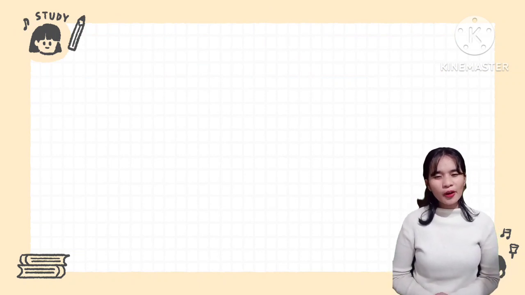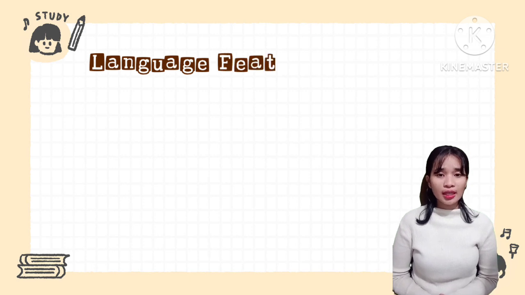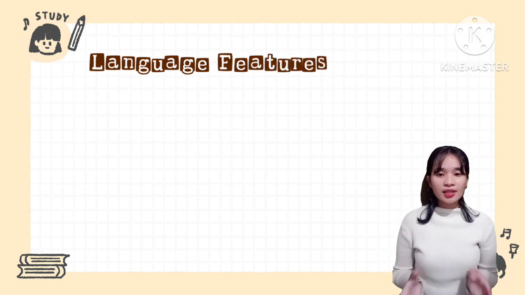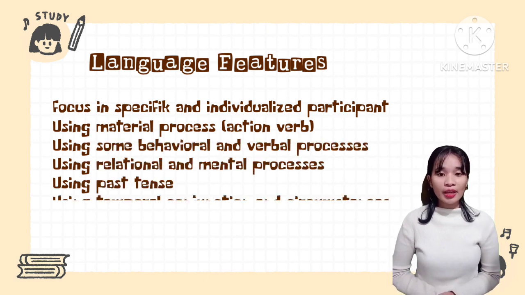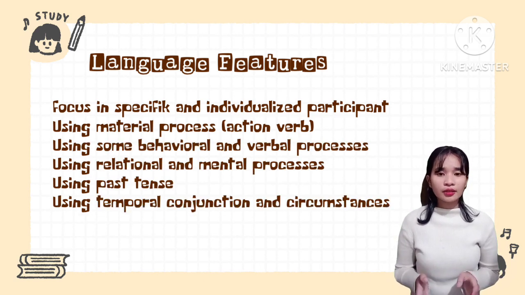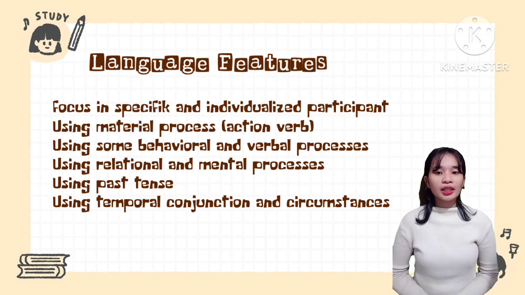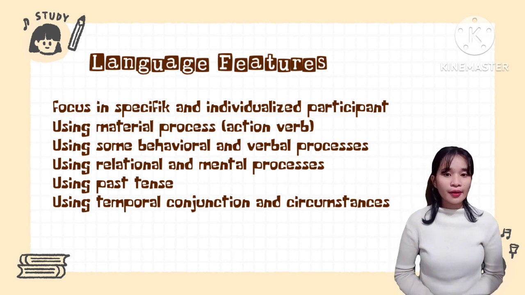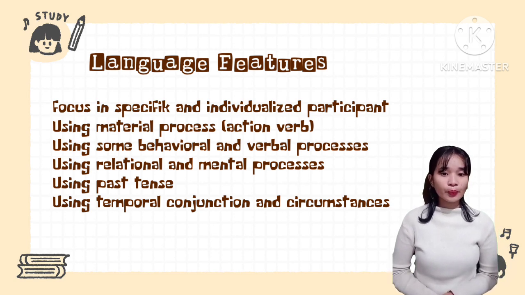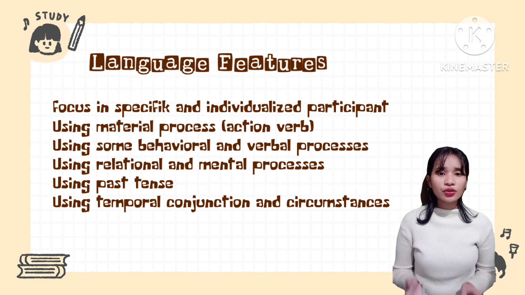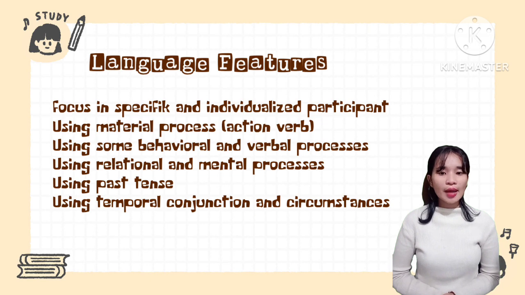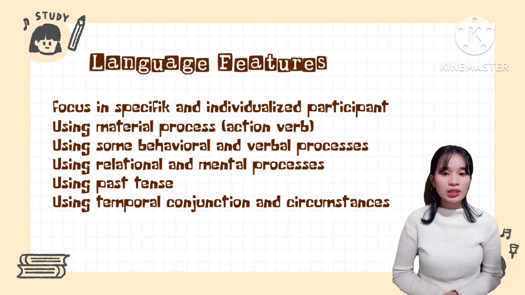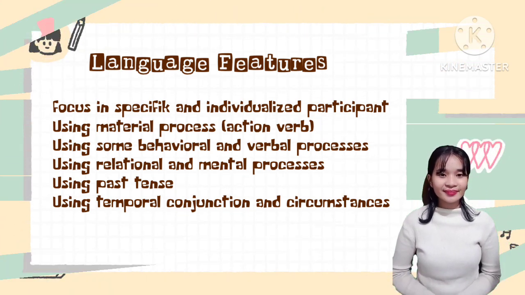Alright, now I'm going to explain the language features that can be used in narrative text. The first is a focus on specific or individualized participants. The second is the use of material processes, or action verbs, and the use of some behavioral and verbal processes, relational processes and mental processes. It also uses past tense as its grammar, and it uses temporal conjunctions and temporal circumstances.